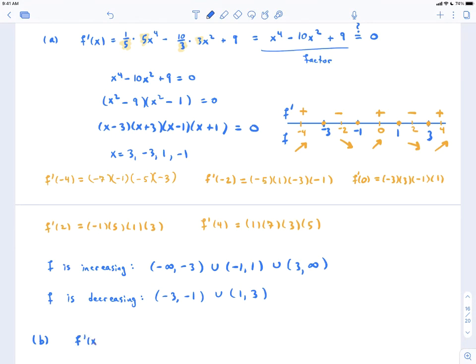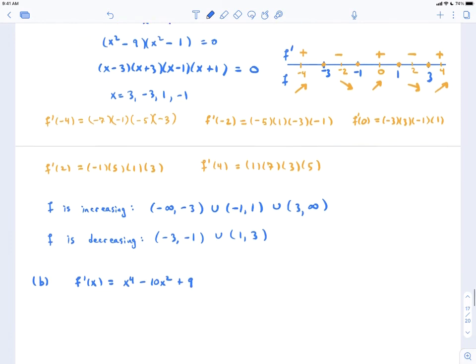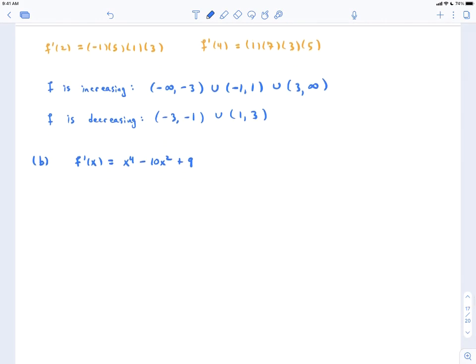f prime of x is equal to x to the 4 minus 10x squared plus 9. Okay, we want to determine the concavity, so we need to compute the derivative of this. We need the second derivative. So f double prime of x is the derivative of this polynomial. That's going to give us 4x cubed minus 20x plus 0. And we want to know, when is this thing equal to 0? Because that's where the concavity might change. It won't necessarily change when the second derivative is equal to 0, but it might change.